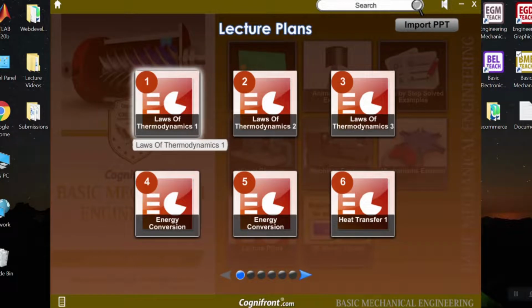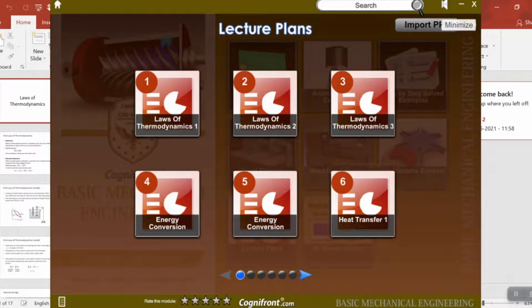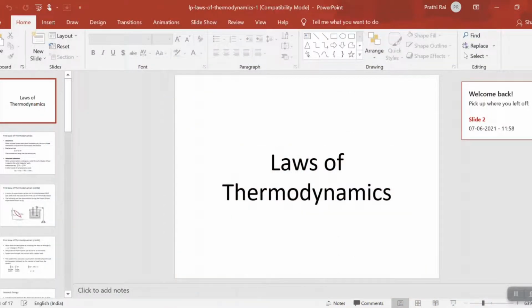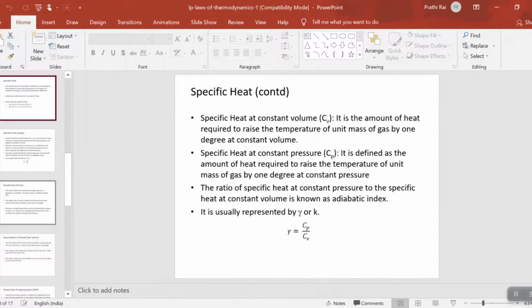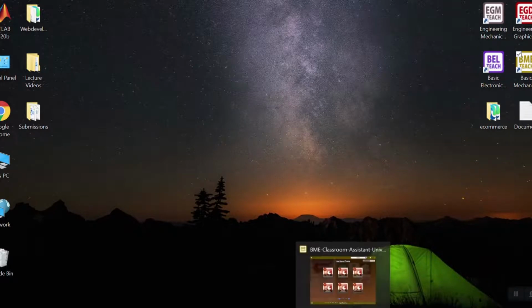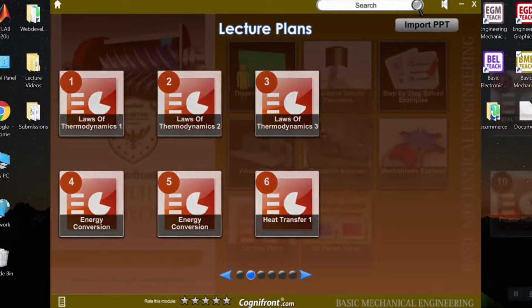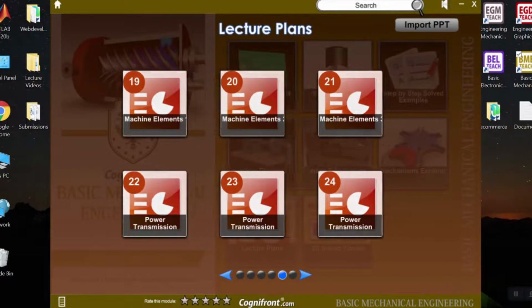Next, we have the lecture plans. So these lecture plans are editable. As soon as I click on the lecture plan and the topic, the presentation has directly opened in my PowerPoint presentation. You can edit these lecture plans. You can edit the PowerPoint presentations.